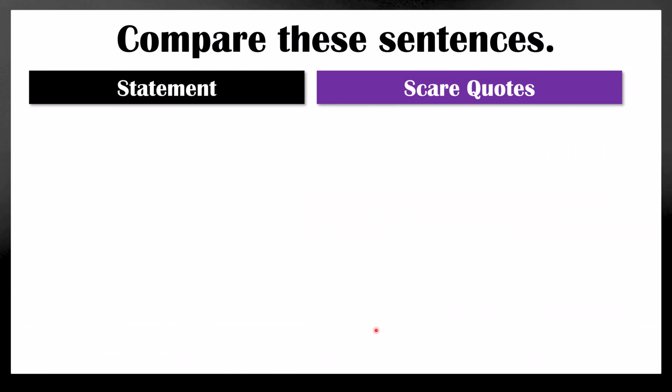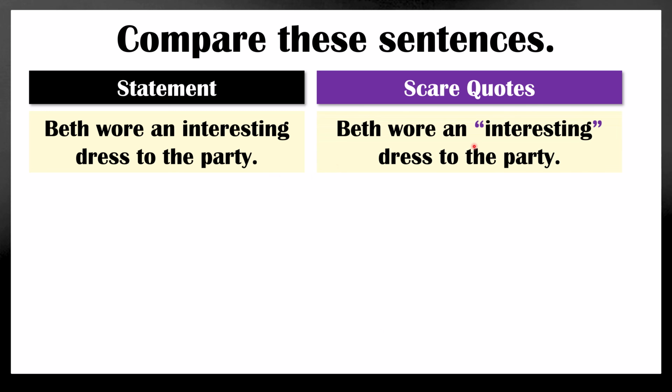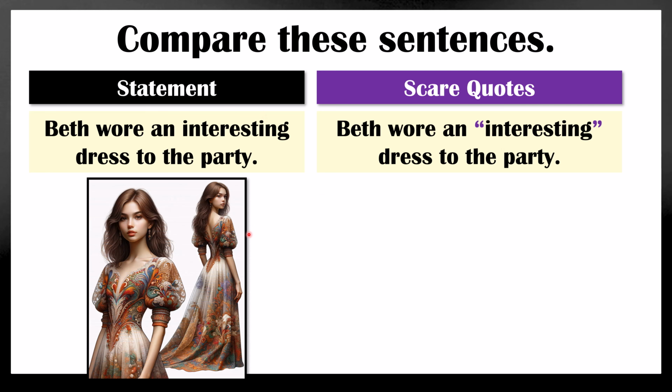Let's compare these sentences. Beth wore an interesting dress to the party. Beth wore an "interesting" dress to the party. In the first one, we have a statement. And in the second example, we have interesting in scare quotes. The first statement would imply that she wore an interesting dress. Maybe the dress had a lot of interesting patterns and was quite unique. But in the second example, we have interesting in scare quotes.